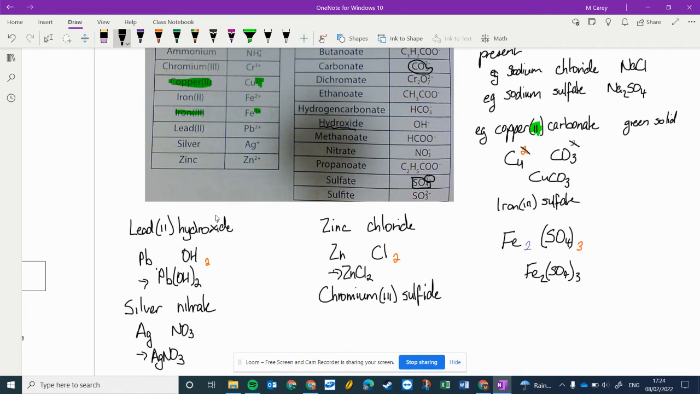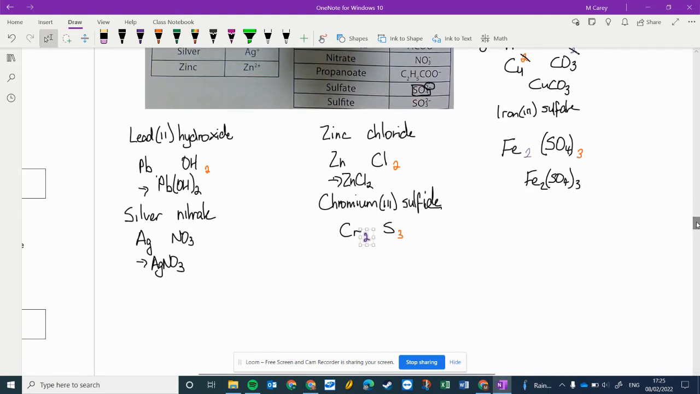Chromium 3 sulfide, so here, deliberately, it's not sulfate, so it's on the periodic table again. It's chromium 3, so chromium is Cr, sulfur is S, with a 3 plus. Sulfur is group 6, so that's a 2 minus. If you lose the charge, drop and swap the numbers, you end up with Cr2S3. So chromium sulfide is Cr2S3.